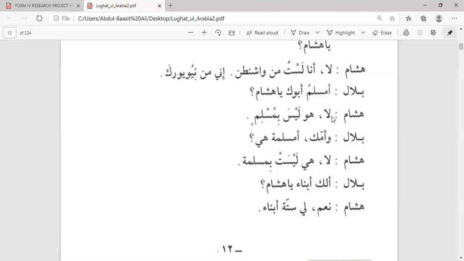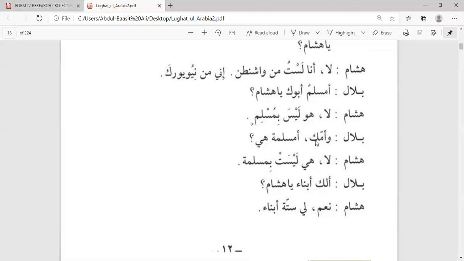So Hisham replies, La, huwa laisa bi Muslimin. No, he's not a Muslim. All right, his father is not a Muslim. So we see this word again here, laisa. This is laisa, and it's used referring to third person singular masculine. We saw it when it's used with first person singular, lastu. Now we've seen it here, laisa, third person singular masculine. La huwa laisa bi Muslimin.